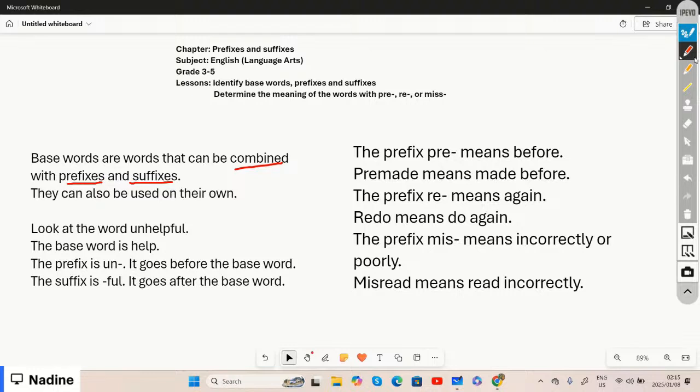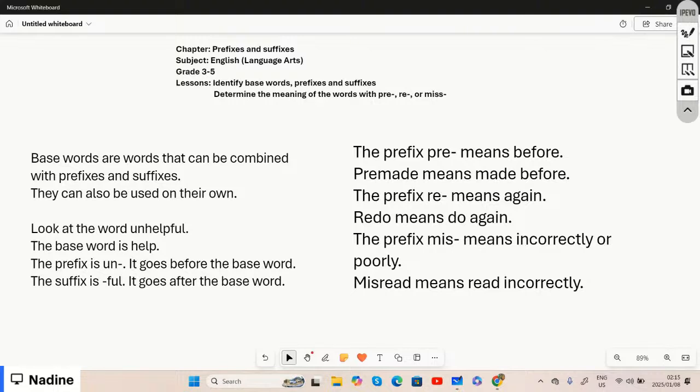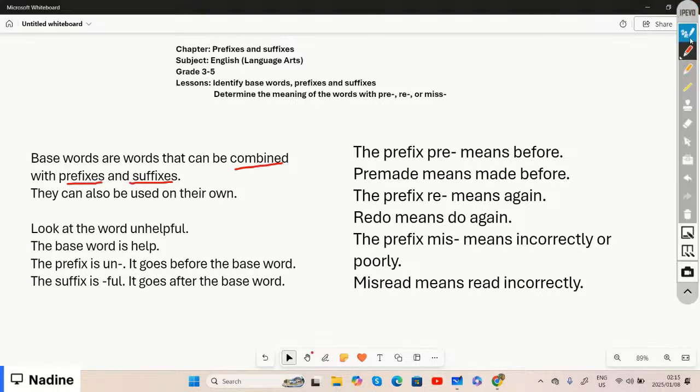All right. So if we look at the word unhelpful, look at this word. You see, help is a word that can sit on its own, because that is a base word. If we make a sentence, we can say help, or I help my mom, or I help my aunt, or you do something. But now when we add the prefix to that word, a word that we add in front of that word, then it becomes unhelp.